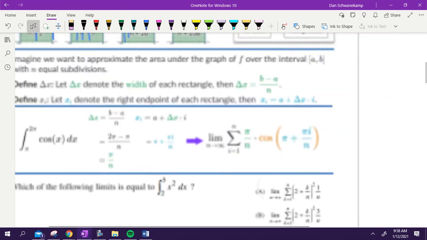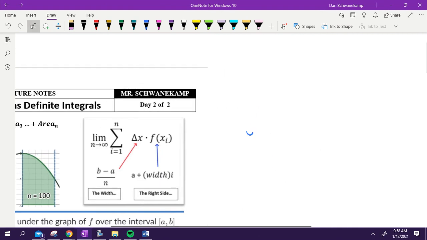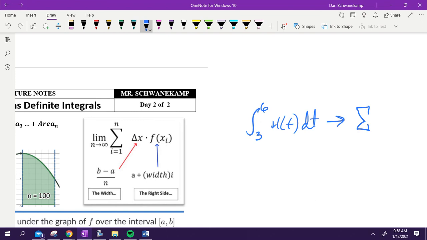All right, so today we are doing Riemann sum definite integrals, or a better description of what we're doing today is we are writing integrals, okay? So we're going to change this idea right here, like 3 to 6, h to t dt, like we just did. And we are going to write that in sigma notation. It's going to involve limits. So remember how much you loved writing the limit definition of a derivative? Yeah, you're going to love it about as much as you love writing the limit definition of an integral.